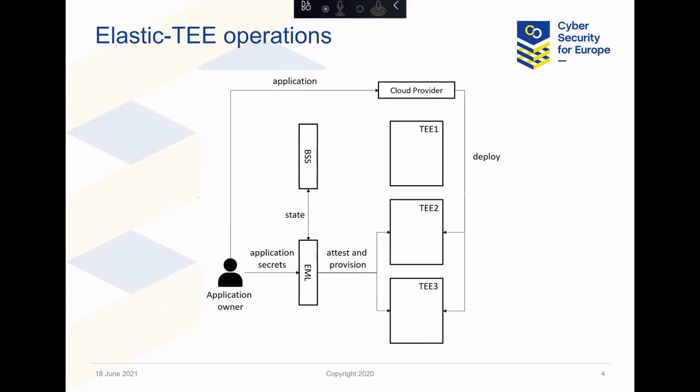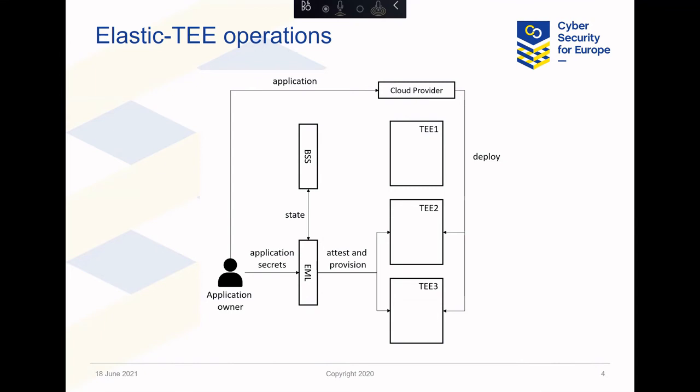So this is how Replica TE works. We have an application owner that provides the application to the cloud provider, and the cloud provider will deploy this application based on needs on one of its TE-enabled machines. Now, whenever this happens, the application owner would need to be online. This is the current deployment model for TEs.